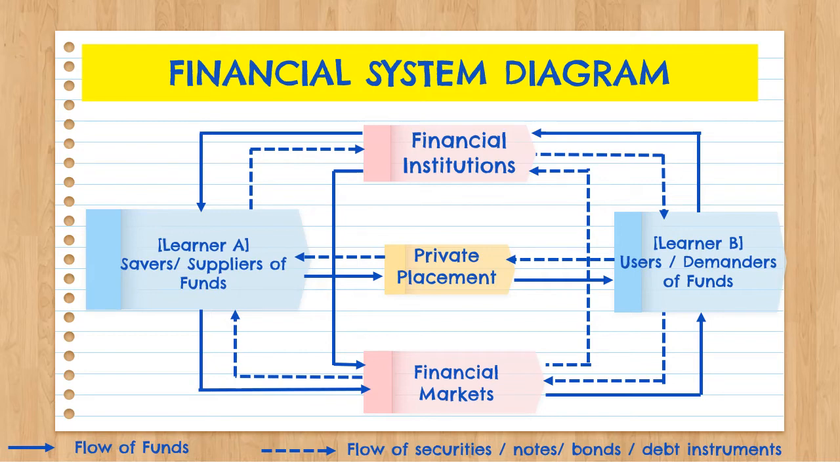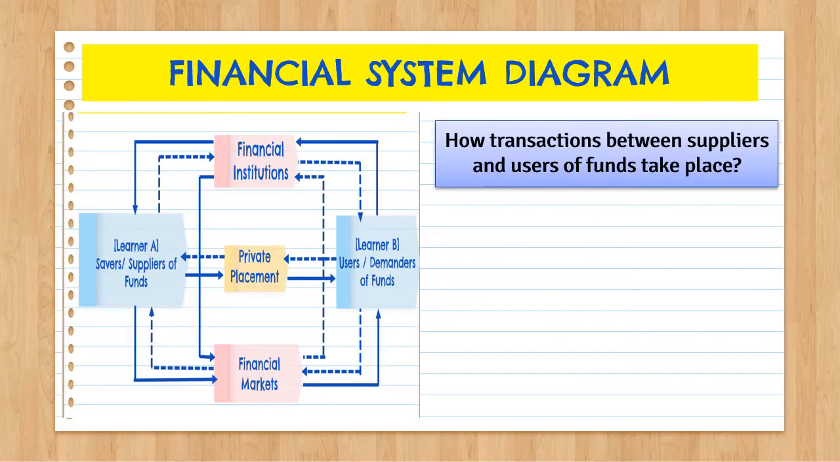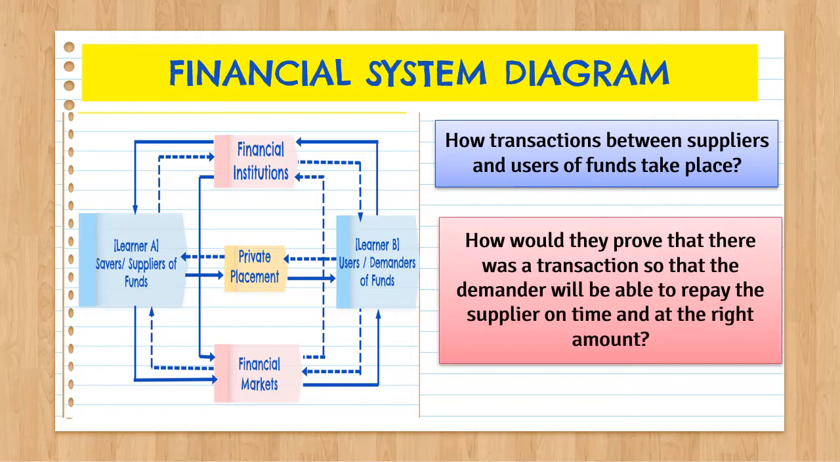Okay, so for more information, we will discuss how transactions between suppliers and users of funds take place. How would they prove that there was a transaction so that the demander will be able to repay the supplier on time and at the right amount? As I discussed in the diagram of the financial system, you can see how the flow of funds go and how the flow of securities go. The most important is they have a private placement.